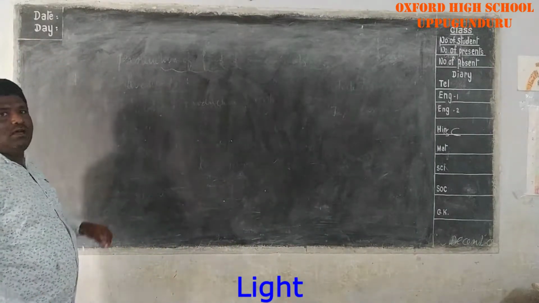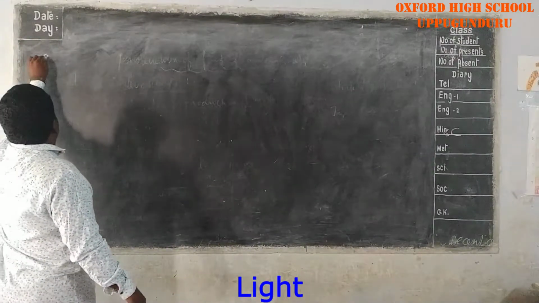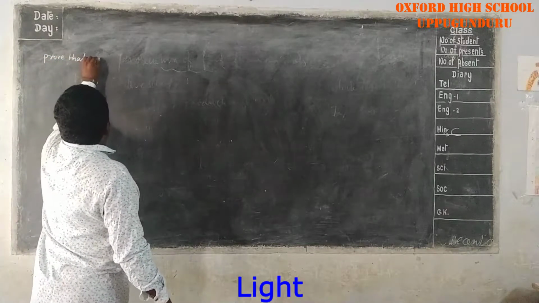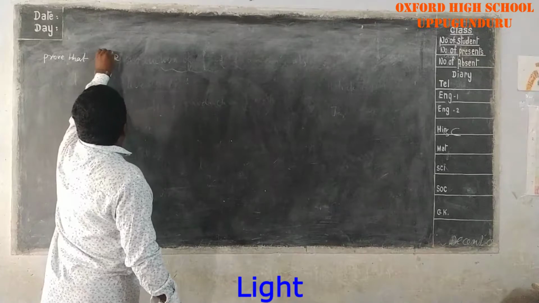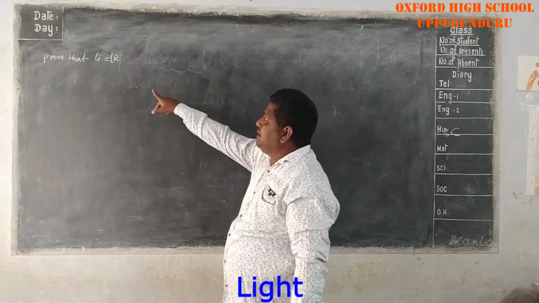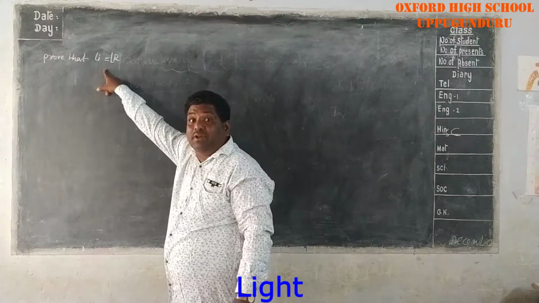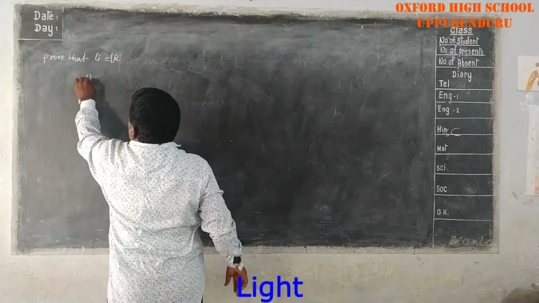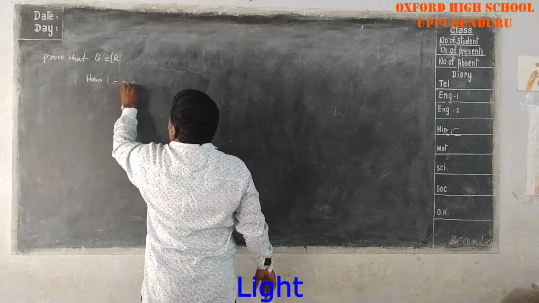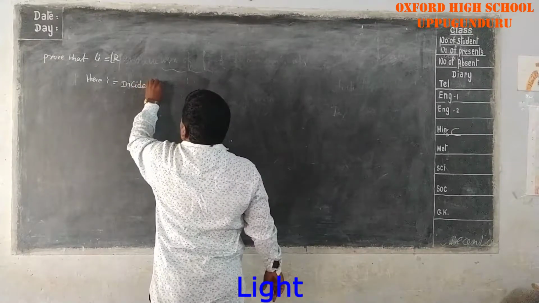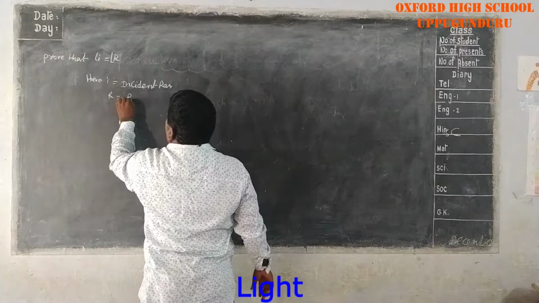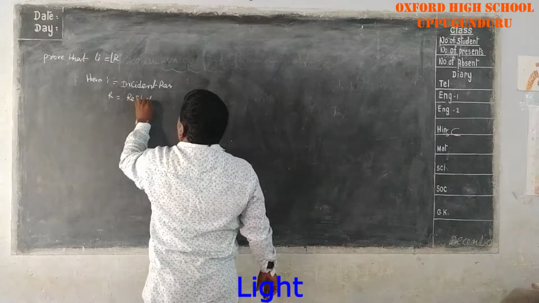The topic name is: prove that angle I is equal to angle R. Here, I is called the incident ray, and R is called the reflected ray.